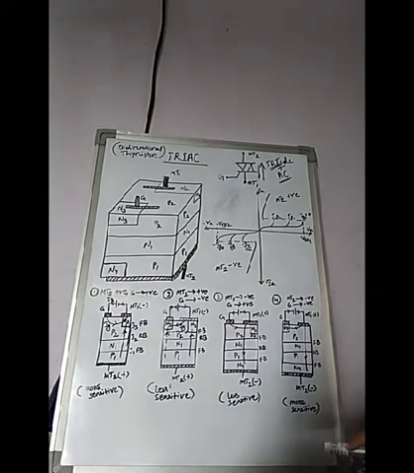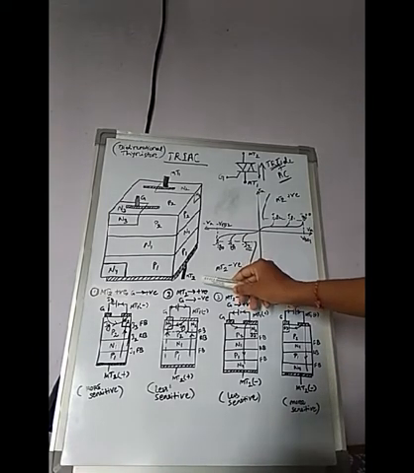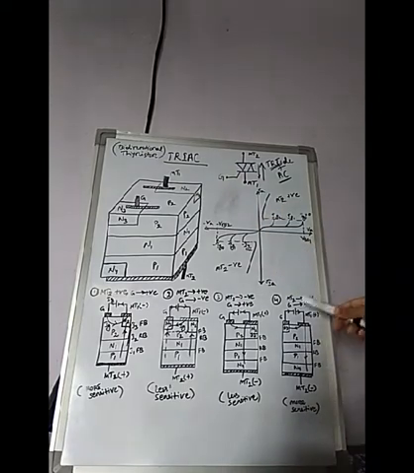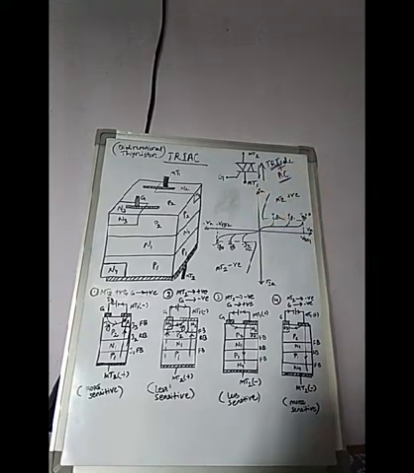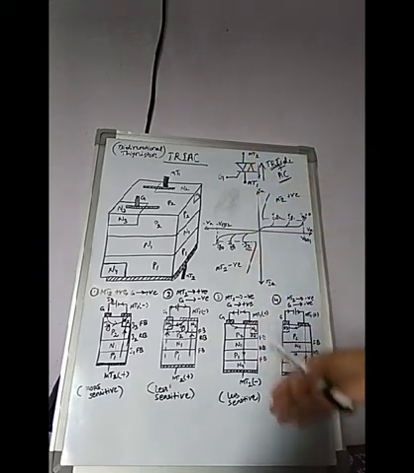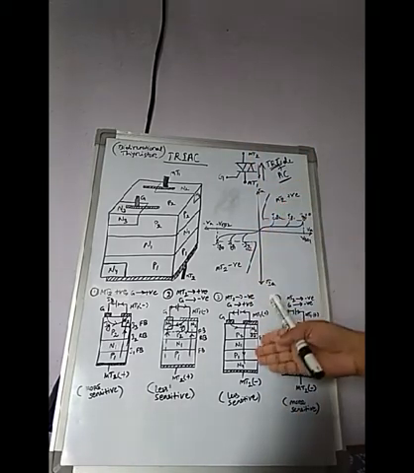And the fourth one is MT2 positive with respect to MT1 but the gate is negative. So these are the four operating modes we will discuss. Okay, so first of all, when there is no gate signal, what will happen? Will the triac conduct or not?